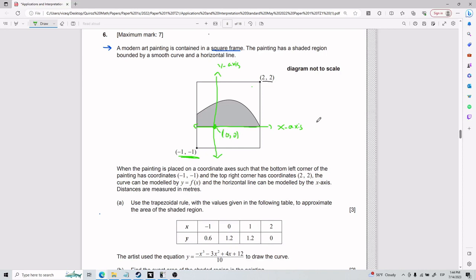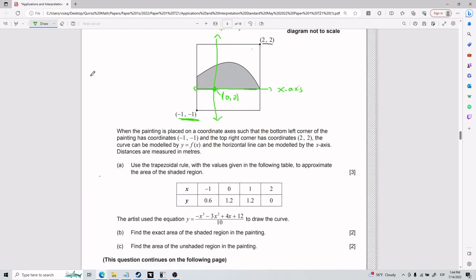So for part A, use the trapezoidal rule with the values given in the following table to approximate the area of the shaded region. And this is the table that they give us. So we need to use the trapezoidal rule with that.